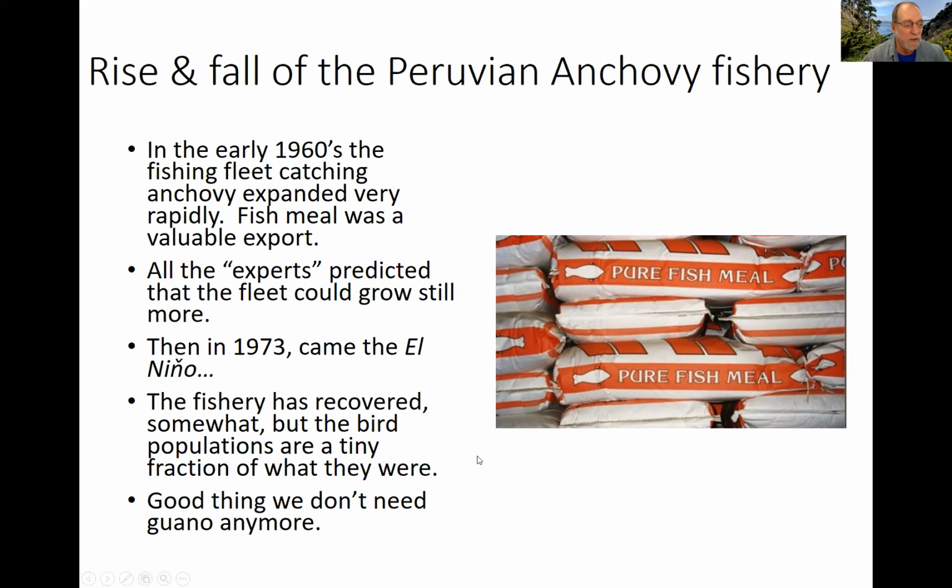And then along in 1973 came a particularly severe El Nino year. And as I've described in the previous information, with this El Nino year, the population of the upwelling ceased, and the anchovy essentially died out. This was a classic boom and bust cycle in the anchovy fishery.